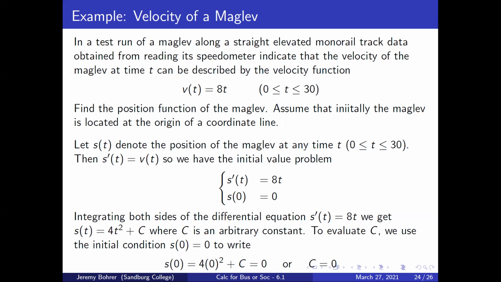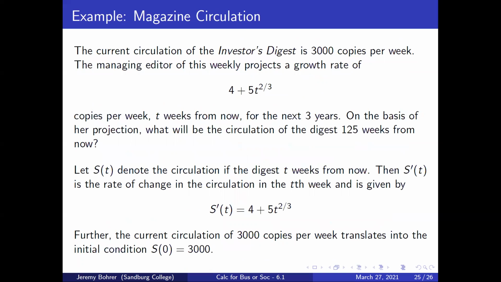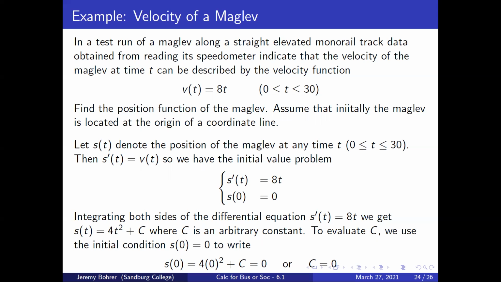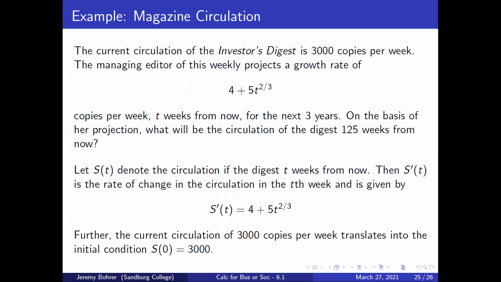To evaluate c, we use the initial condition s of 0 equals 0 to write s of 0 equals 4 times 0 squared plus c, which equals 0, or c equals 0. This gives us the final equation, s of t equals 4t squared, which I think fell off the bottom of the page. Sorry about that.